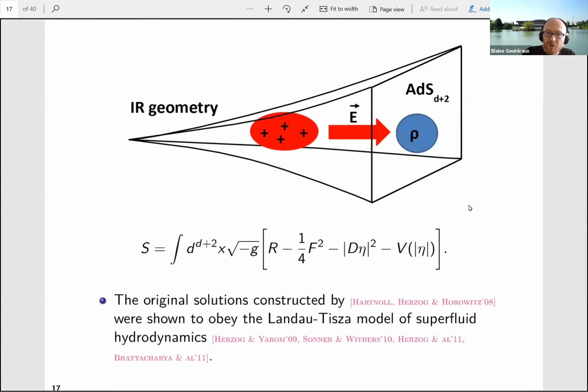So the original solutions that were constructed back then were very quickly shown to obey the Landau-Tisza model of superfluid hydrodynamics that I was telling you about in the introduction. So that put this correspondence on firmer footing. The fact that if you consider this type of action, you spontaneously break a U1, and then you recover exactly the field theory expectations that you should have when a U1 is spontaneously broken. So this was a nice cross-check that these gravity solutions were doing what people wanted them to do.